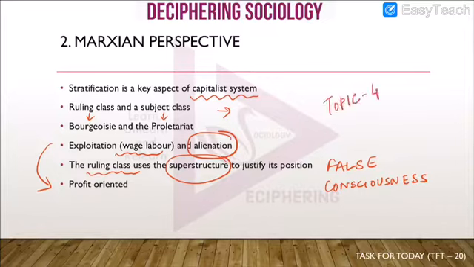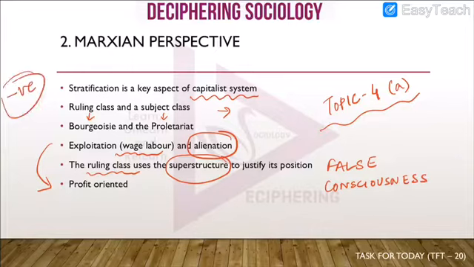You will have to revise topic 4a. This perspective is exactly the one that we have studied before: the class consciousness, the class struggle, alienation, and the proletarian revolution. So, the Marxian perspective is looking at the negative aspect of social stratification in terms of division of society and difference in society.